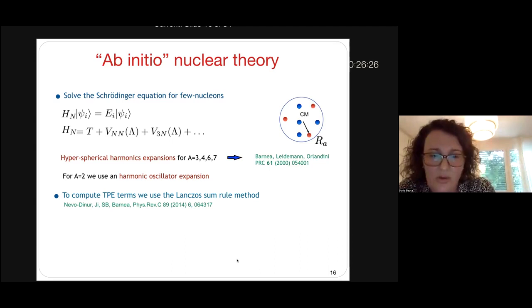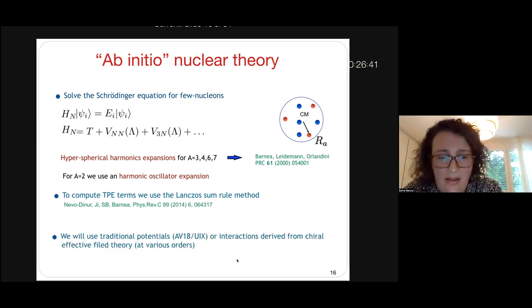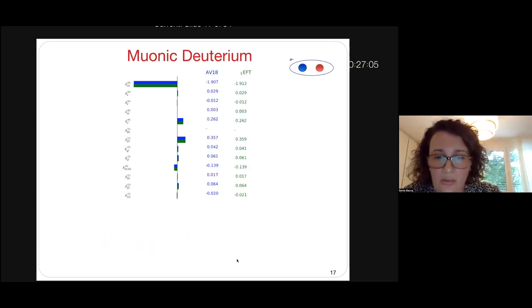Yes. So to compute these sum rules, we use something called the Lanczos sum rule. It's just a generalization of what is typically done also in the many-body sector. We had to generalize it for the special sum rules that we have. And I will show you results that are either calculated with traditional potentials or with interactions from chiral effective theory. And in the very last part, I will show you what happens if we vary the chiral order to get a feeling of the nuclear physics uncertainties. So I will not say more about that, but now I go to show you some results so you get a flavor of how these things work.